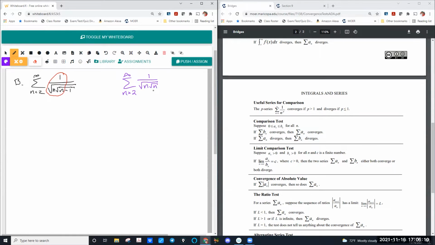Okay, well, that still doesn't look like a P series. So the question becomes, what kind of simplifying can we do? Well, let's take a look. We're going to be able to use properties of exponents. And this is kind of the process you go through with these ones that you're going to use in a comparison test with a P series. You take your lead terms and you simplify as much as you need.